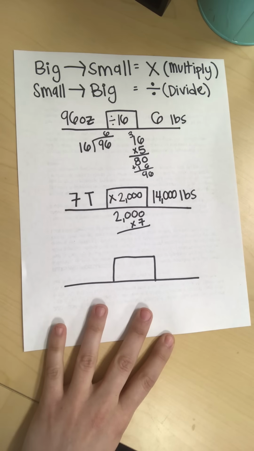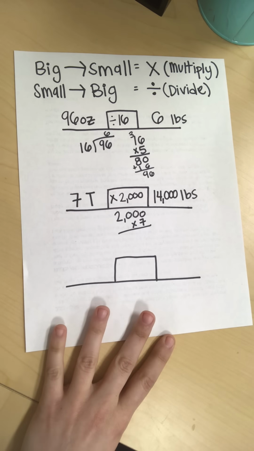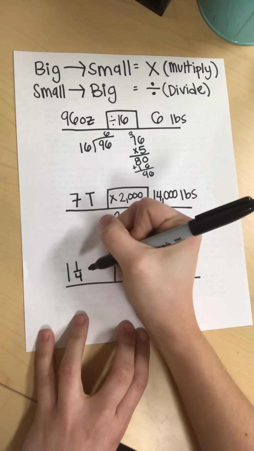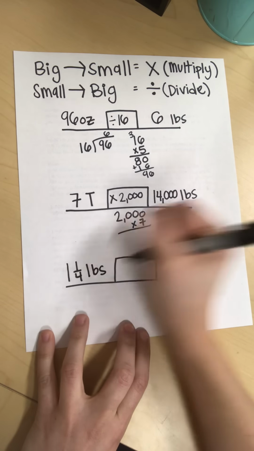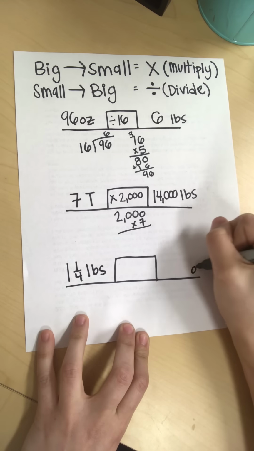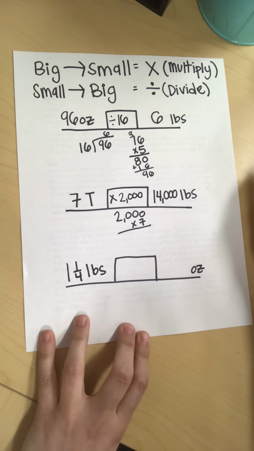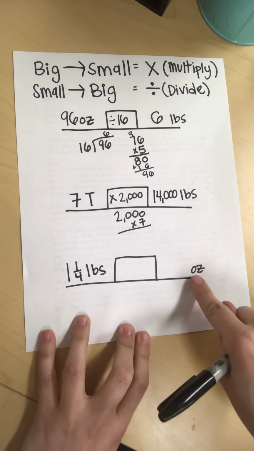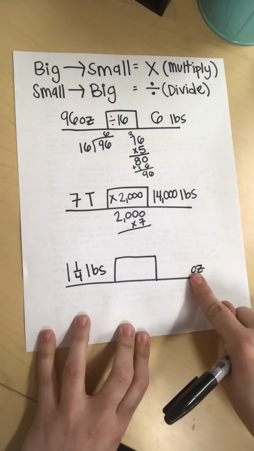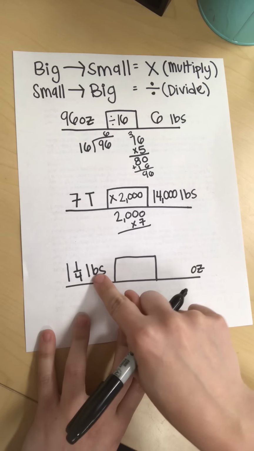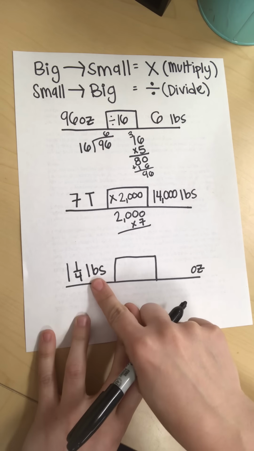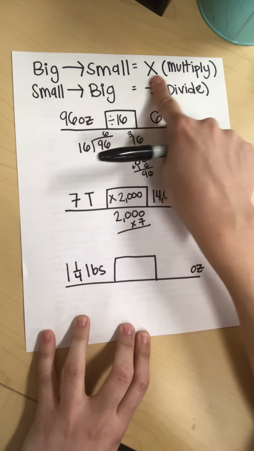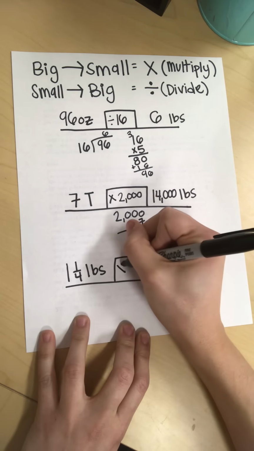Now let's go on to a little bit of a trickier one. Number 9 says they have 1¼ pounds, and they want you to convert it to ounces. Now, you are going from big to small because an ounce is lighter than a pound. Okay, so big to small means you're going to multiply. So I'm going to multiply.